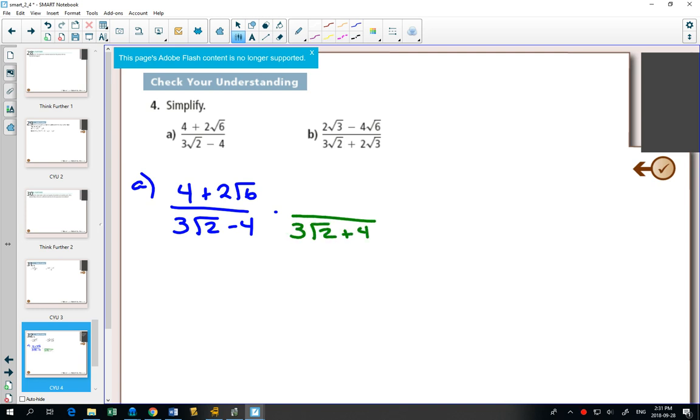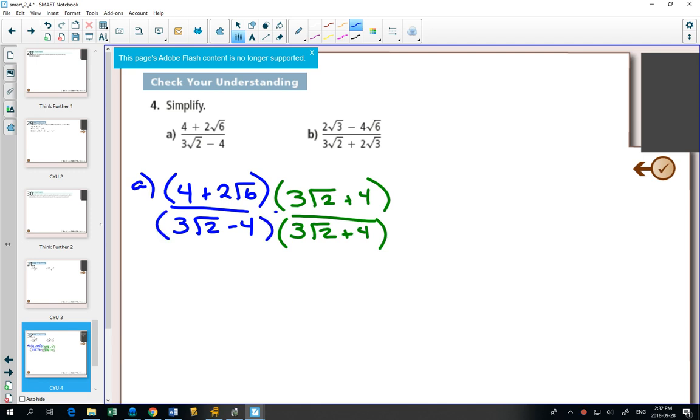So I'll go 3 root 2 plus 4. And because I multiply the bottom of my fraction by 3 root 2 plus 4, I have to multiply the top of my fraction by the same thing, so that it just changes the way that it looks, but doesn't change its value. So on the top and bottom, we're multiplying.